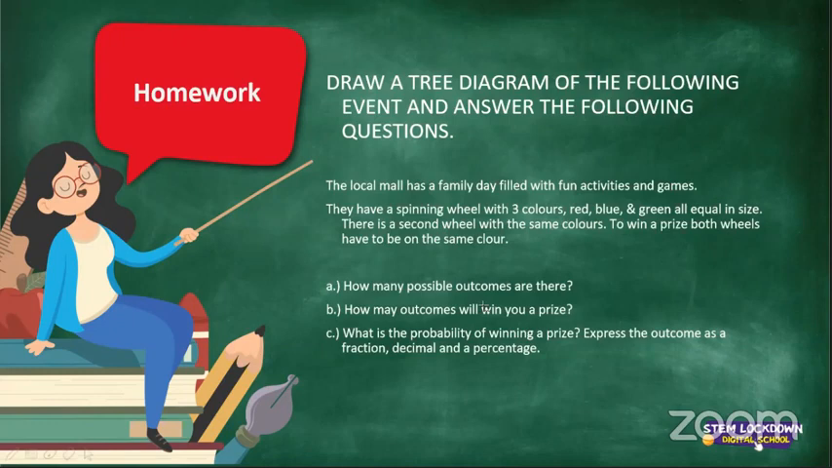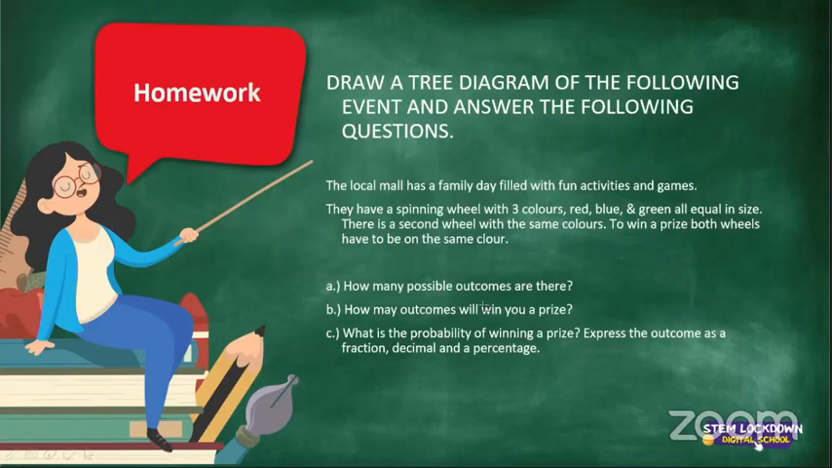So then there's a second wheel. There's a second wheel with the same colors, so also red, blue, and green. To win a prize, both wheels have to be on the same color. So if you spin the first one, it needs to be red. If you spin the second one, it needs to be red, or blue, blue, or green, green. Okay, so how many possible outcomes are there?